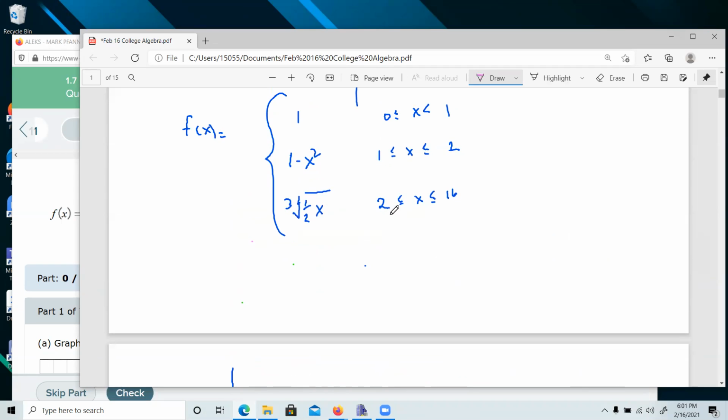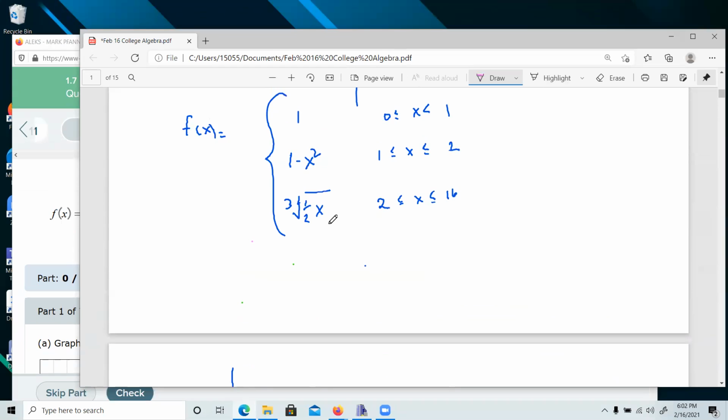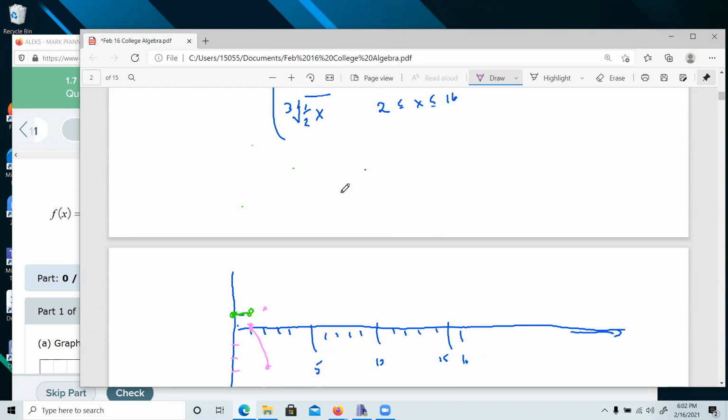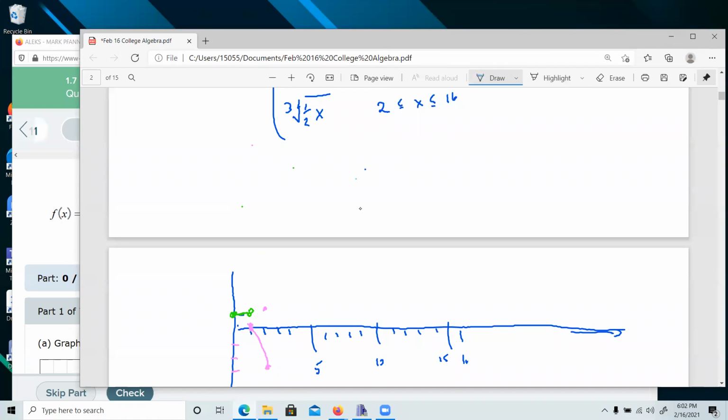Okay, and then from 2 on to 16, we have the cube root of half x. So if I plug in 2 into here, we get half of 2, which is 1, and the cube root of 1 is 1. And then if I plug in 16, half of 16 is 8, and the cube root of 8 is 2. So we're going to go from 1 all the way up to 2. And we're just going to get something kind of a graph like that.